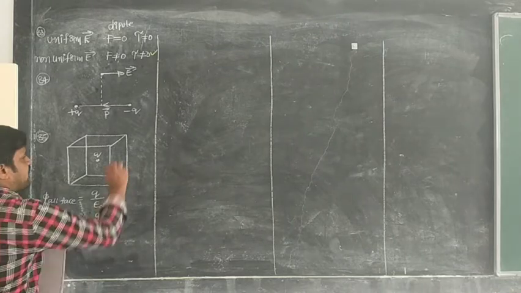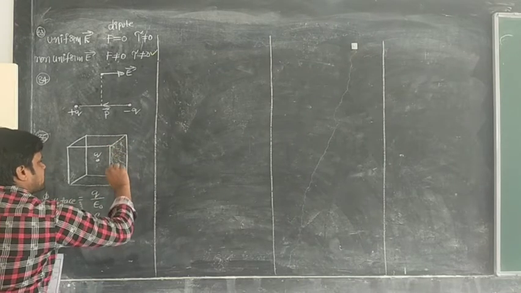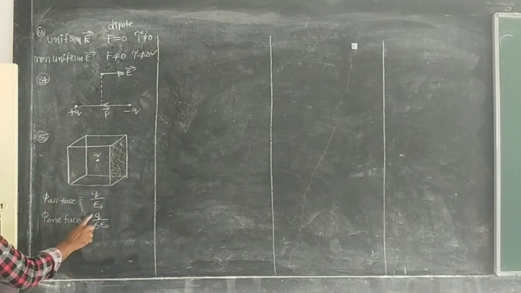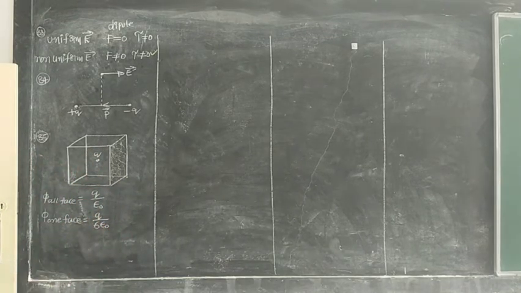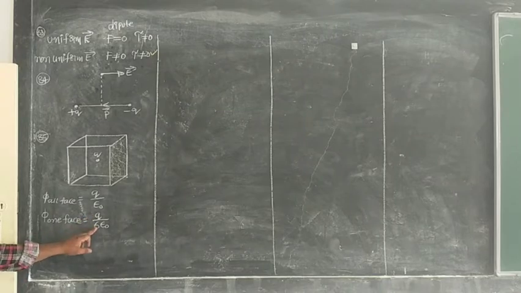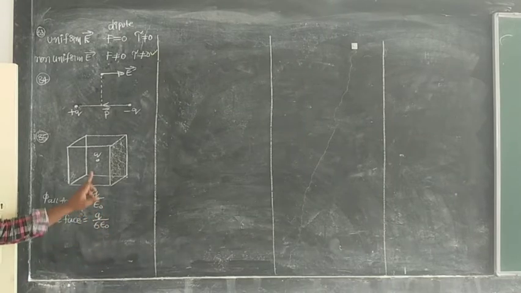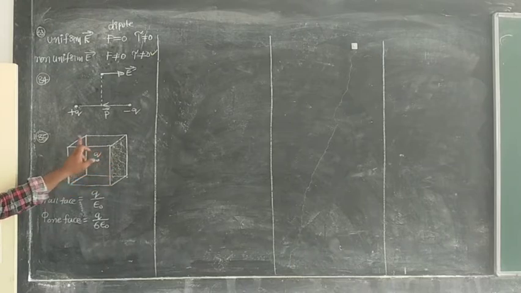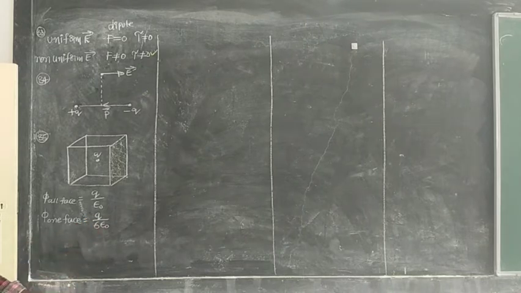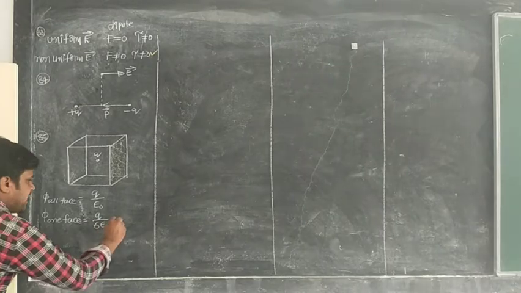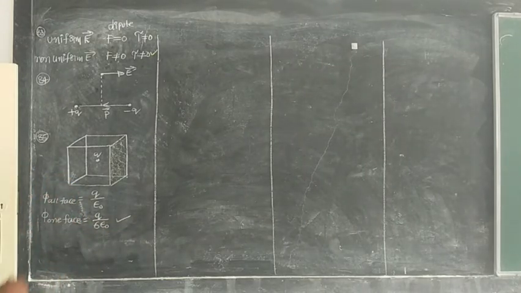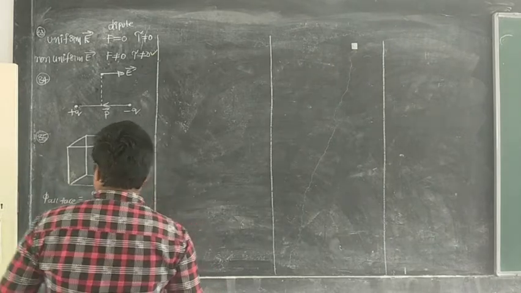And they have asked flux through any one of the faces. Any 2 faces means 2 by 6 into Q by epsilon naught. Any 3 faces means 3 by 6 Q by epsilon naught. Flux through any 4 faces, then we have to write 4 by 6. Any 5 faces, 5 by 6. So for any one face, this is the correct answer, Q by 6 epsilon naught. Next, problem number 86.